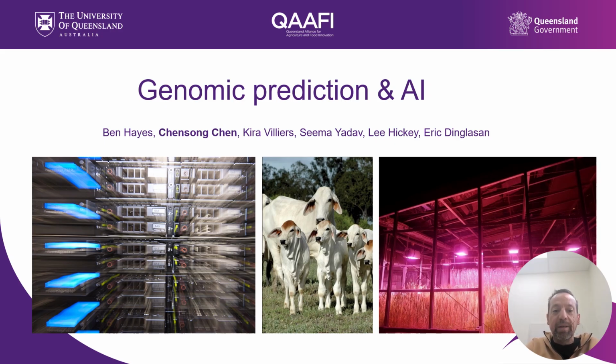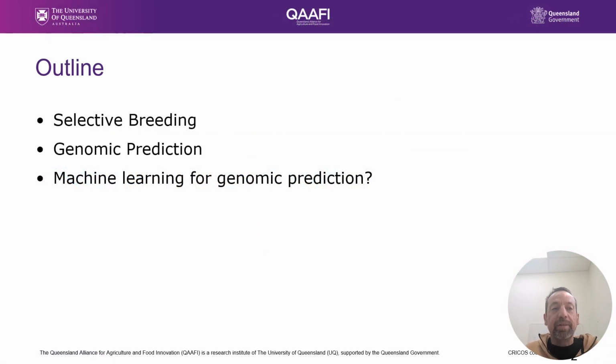So this morning we'll be discussing genomic prediction and machine learning methods for genomic prediction. So the outline for the talk is just to set the scene, a small discussion on selective breeding, then a description of what genomic prediction actually is, and then launching into different machine learning methods for genomic prediction.